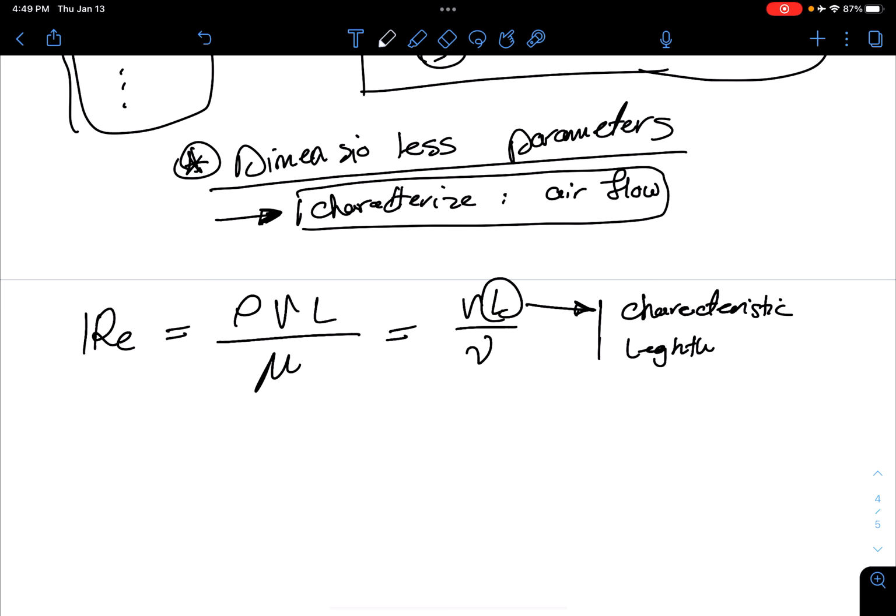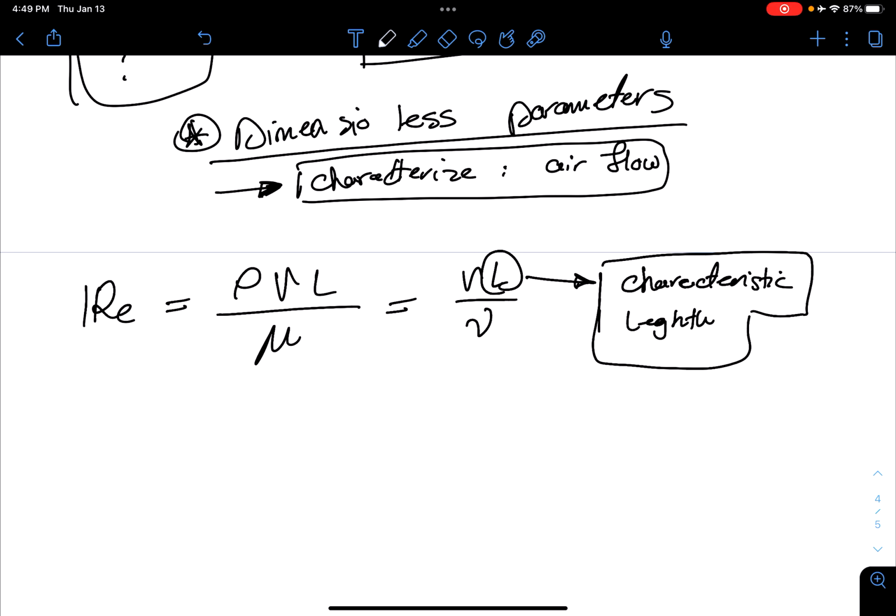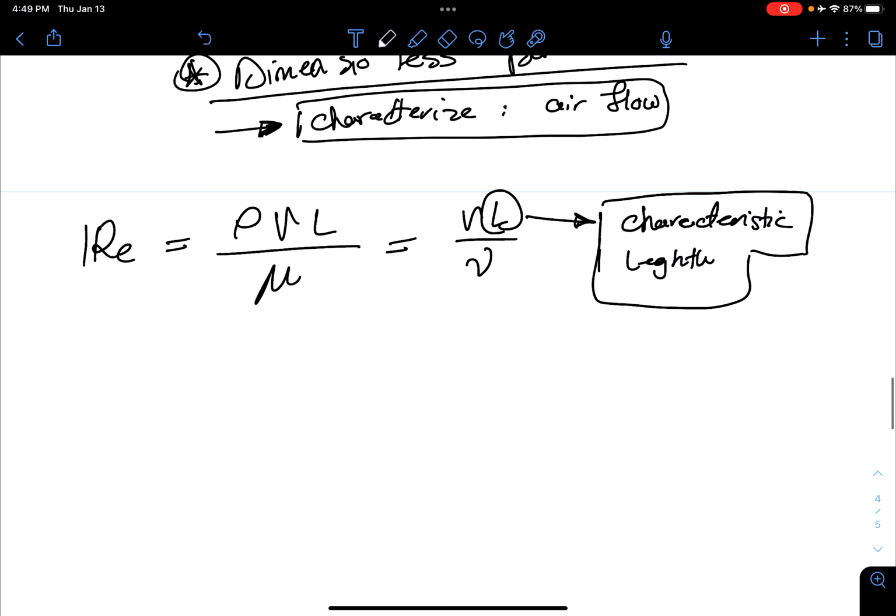So depending on the condition, it may be just your plate's length, or it may be any other length that you choose. You just have to be consistent. So, Reynolds number. There are other dimensionless parameters that are going to help us characterize and understand the fluid flow. Let's just start with the Reynolds number.